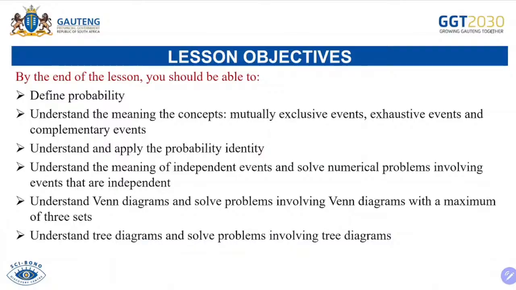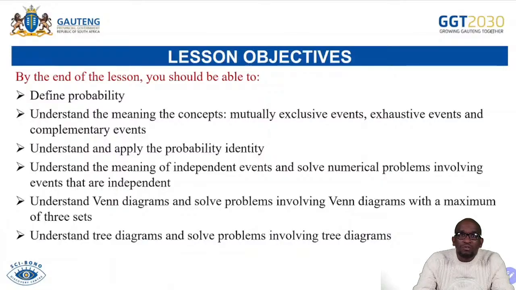By the end of this lesson, you should be able to define probability. That's a very important definition. And then to understand the meaning of the concepts: mutually exclusive events, exhaustive events, and complementary events. And then you need to know and apply the probability identity. And then you need to understand the meaning of independent events and solve numerical problems involving events that are independent.